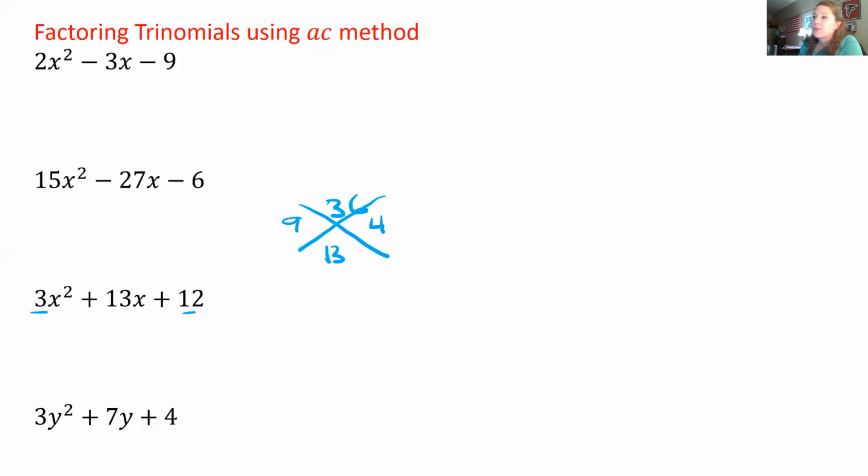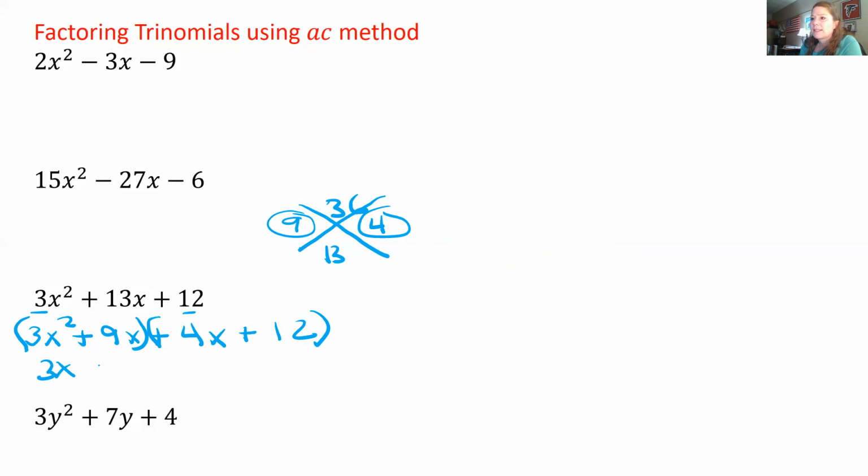So 9 times 4 is positive 36, and 9 plus 4 is 13. So here's our 2 new numbers that we're going to replace 13 with. So we're going to bring down 3x squared plus 9x plus 4x plus 12. Look at it again. Make sure if I simplify, I get what I started with. Now I'm going to factor. So I'm going to divide this by 3x. Yep. So I would have 3x plus 3. And then I'm going to divide by 4.